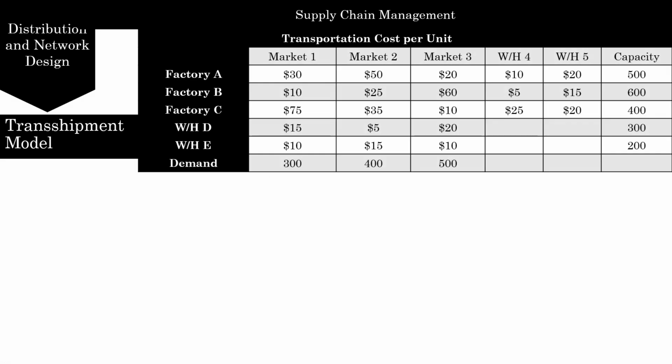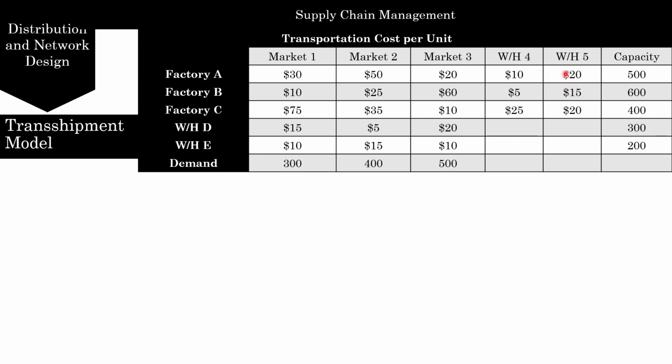So transshipment models are different from transportation models because they have warehouses. Now I want to make it clear, factories A, B, and C are purely supply nodes. Markets 1, 2, 3 are purely receiving or demand nodes. Whereas warehouse D, which is also warehouse 4, so D and 4 are the same warehouse, and E and 5 are the same warehouse, are both supply. They supply at D, and then the demand side is numbers 4 and 5. So D and 4, E and 5 are the same.